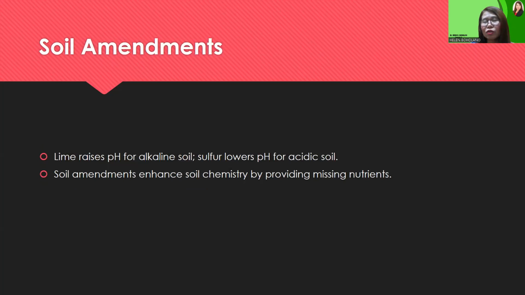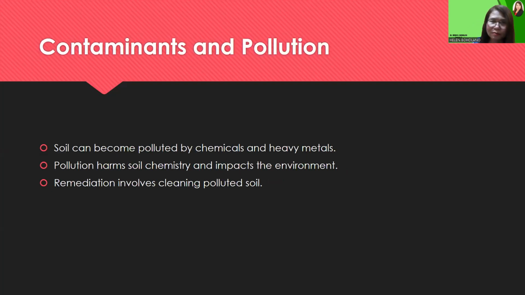Then there is also the term soil amendments. Lime raises pH for acidic soil, and sulfur lowers pH for alkaline soil. So lime raises pH, please remember this, and sulfur lowers the pH. Soil amendments enhance soil chemistry by providing the missing nutrients.